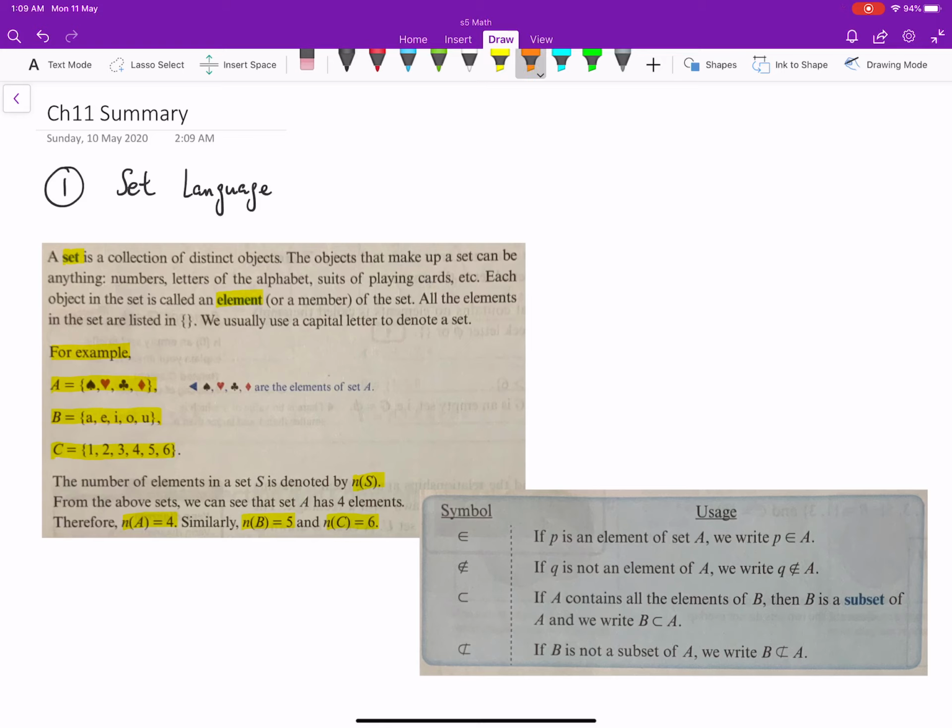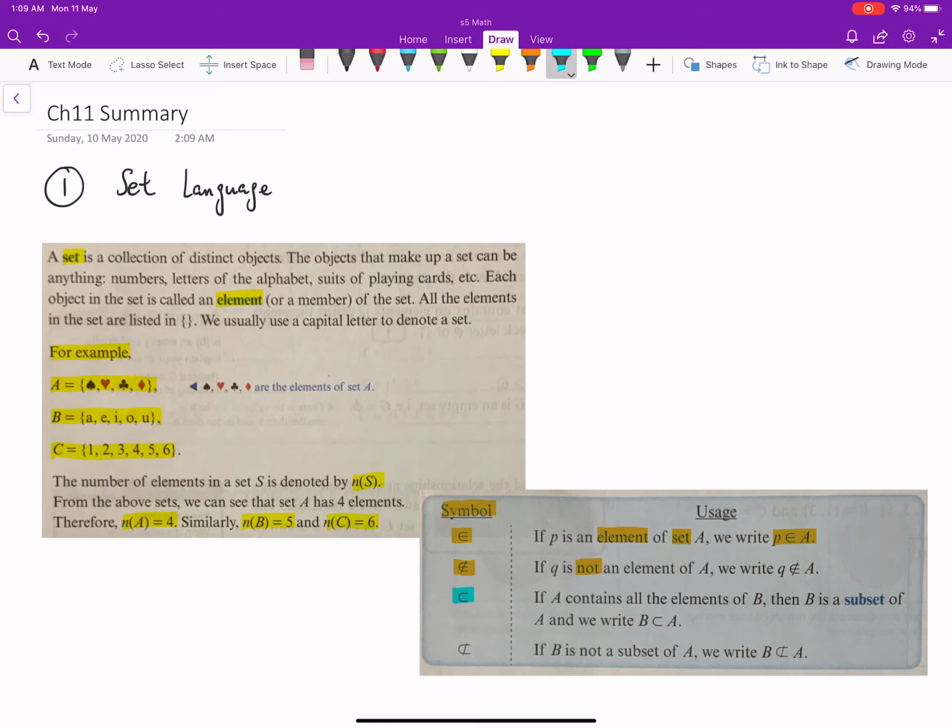And we also learned about the symbol. This one is about an element inside a set. So if P is inside the set A, then we write this one. On the opposite side, this is not belongs to, so not an element of A, then we write this notation.